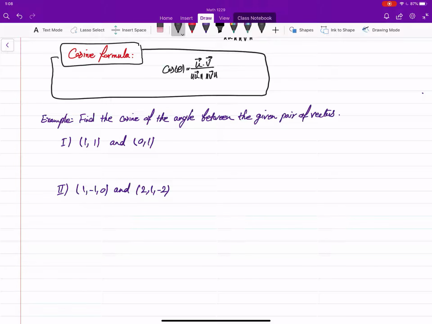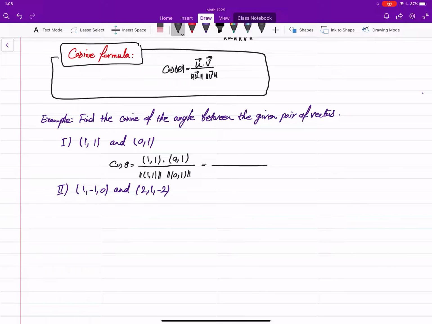So the formula has cosine theta equal to u dot v in the numerator. So (1, 1) dot (0, 1), then divided by the length of (1, 1) and then the length of (0, 1).